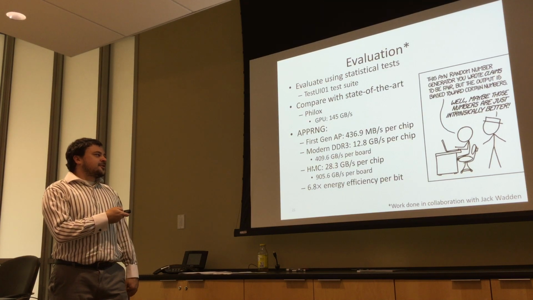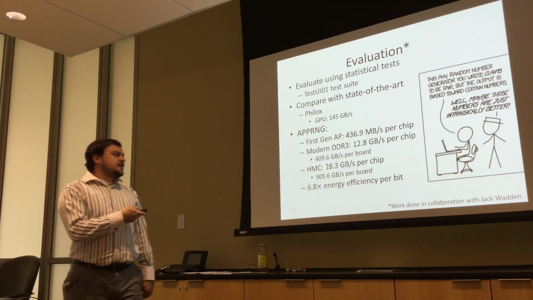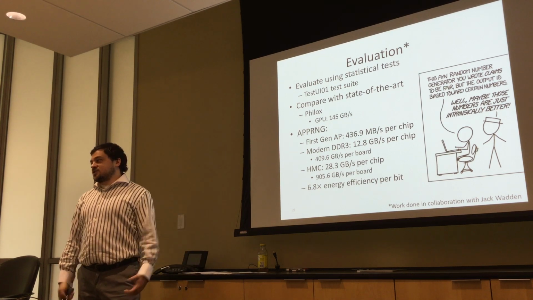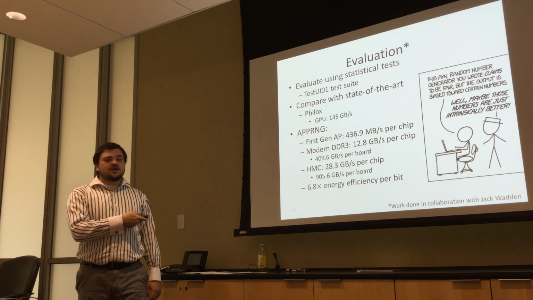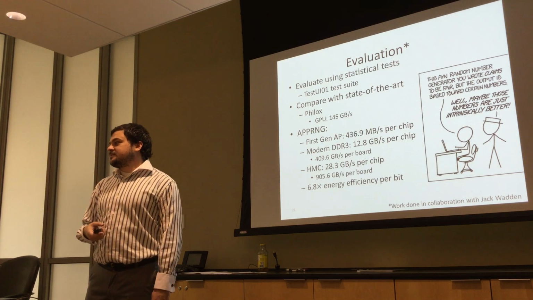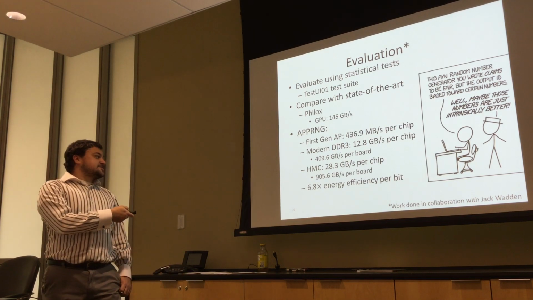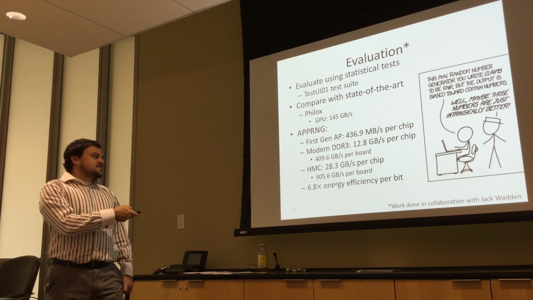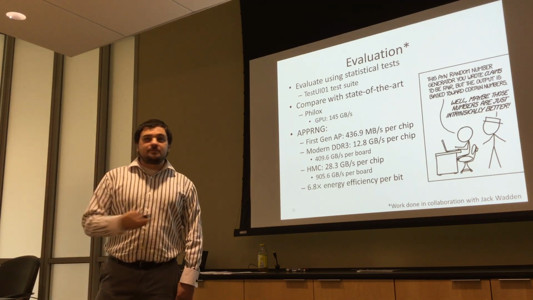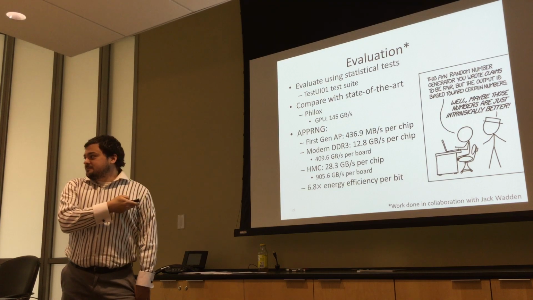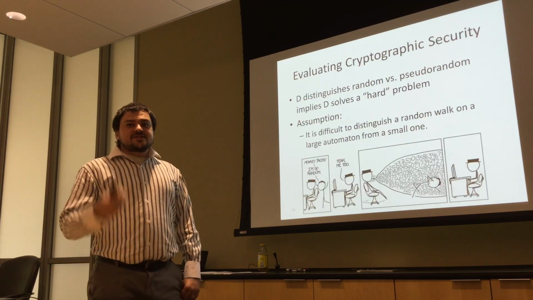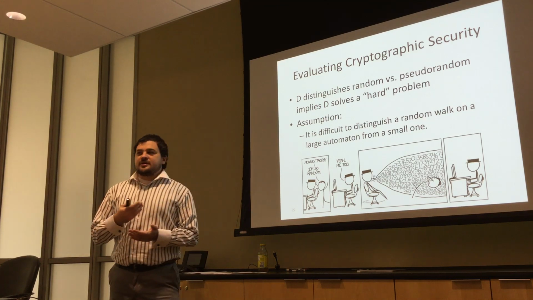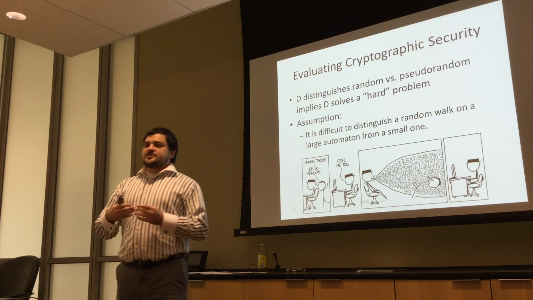If we use Hybrid Memory Cube technology, we can achieve up to 28.3 gigabytes per second per chip, which across 32 chips is almost a terabyte per second of pseudorandom throughput. And all of this, by the way, is achieved at 6.8 times better energy efficiency per bit than the Philox algorithm.